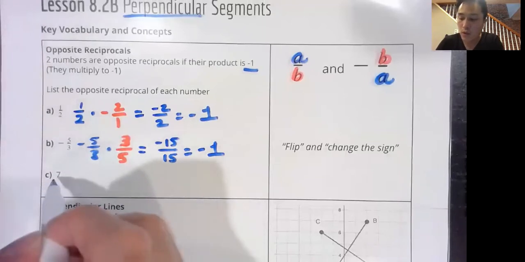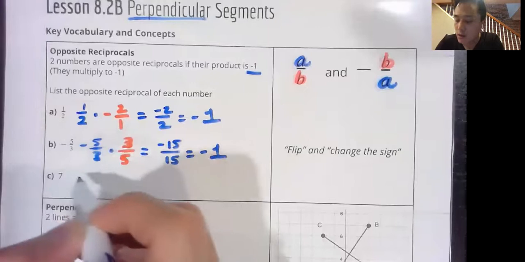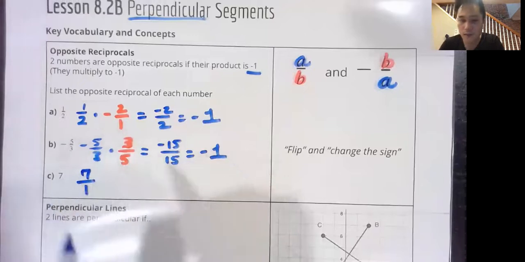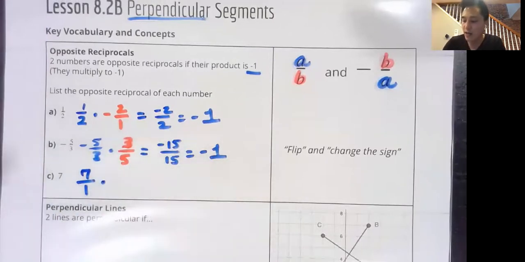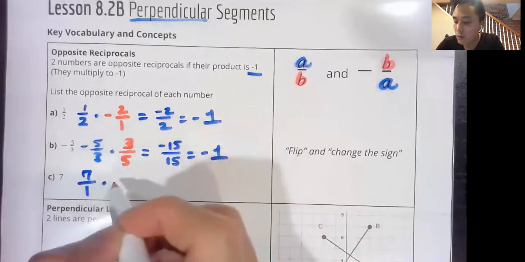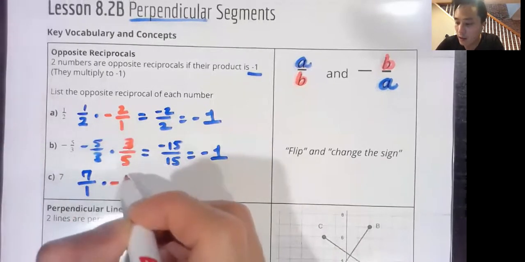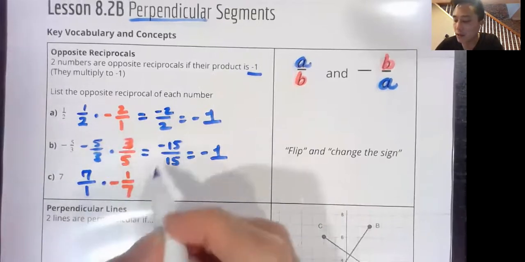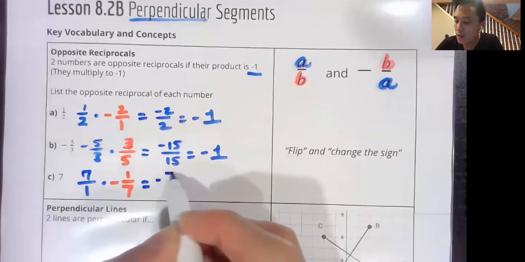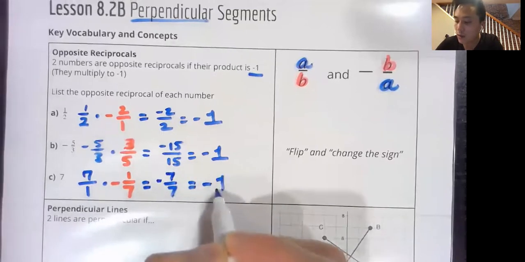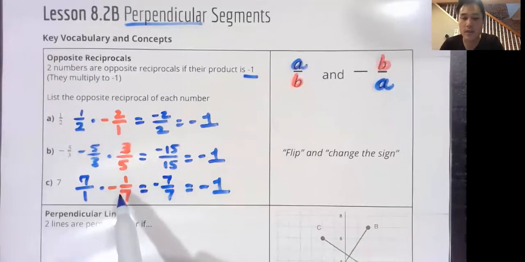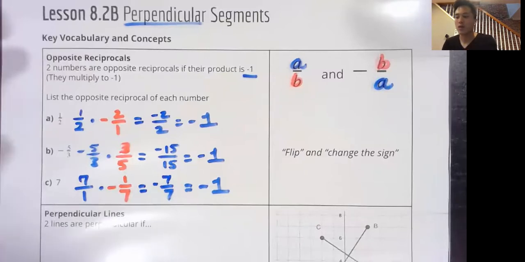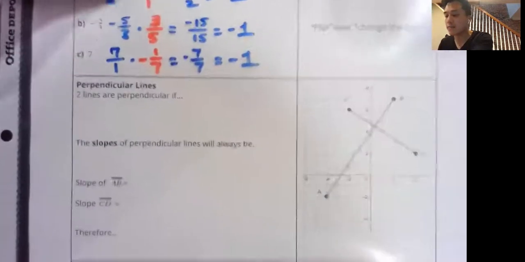-5/3. What about 7? Well, remember, 7 is 7 wholes, so that's the same thing as 7 over 1. The opposite reciprocal of that, if you switch the numerator and the denominator and change the sign, we would have -1/7. If we multiply those out, this is equal to -7 over 7, which is equal to -1. So that's why -1/7 is the opposite reciprocal of +7. Okay, opposite reciprocals, we're going to use that in just a second.